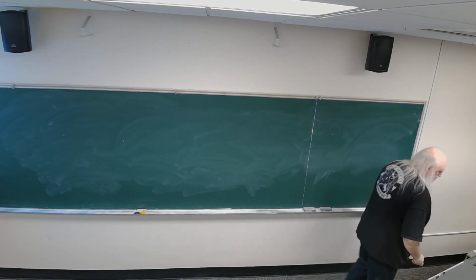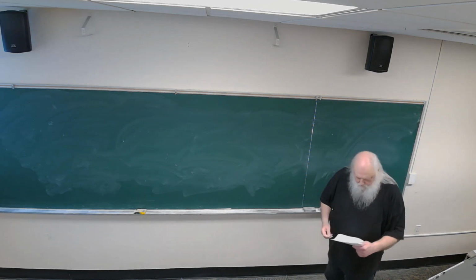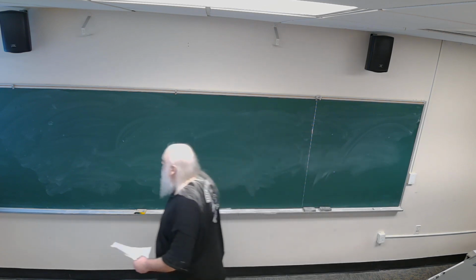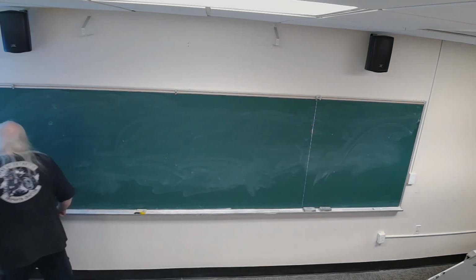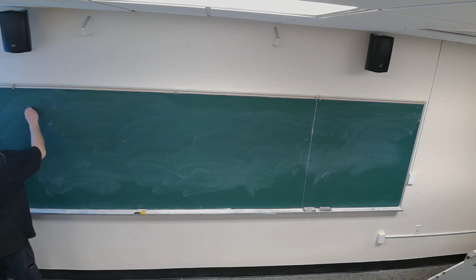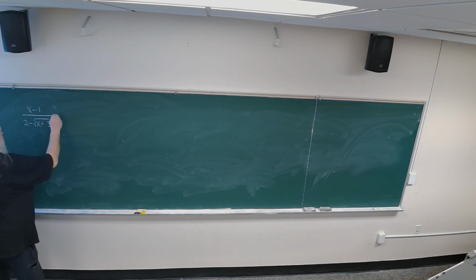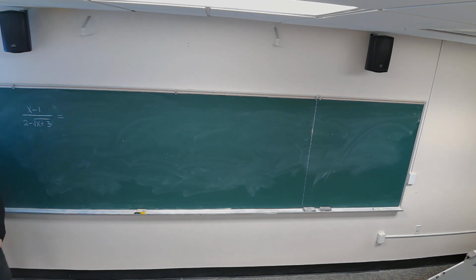All right. So we have x minus 1 over 2 minus the square root of x plus 3. We want to rationalize the denominator, get rid of the square root in the denominator.